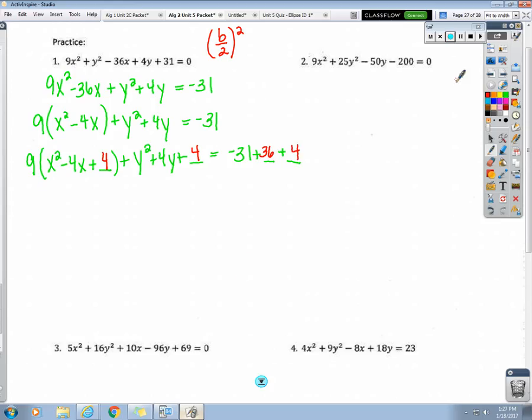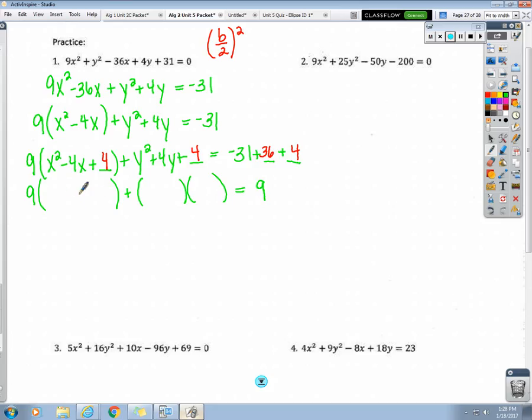Okay, so now in the next step, I'm going to factor each of them. Continue bringing down the 9. And I'm going to factor both trinomials. And on the right, I'll just combine like terms. What does that become? 9. When you add all that together, it becomes a 9.